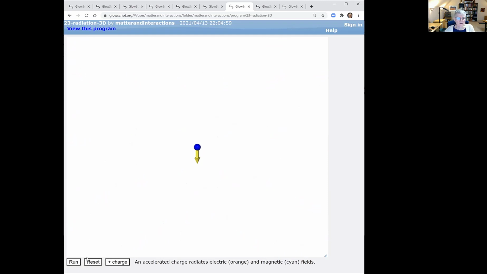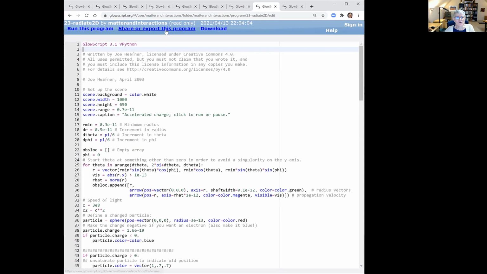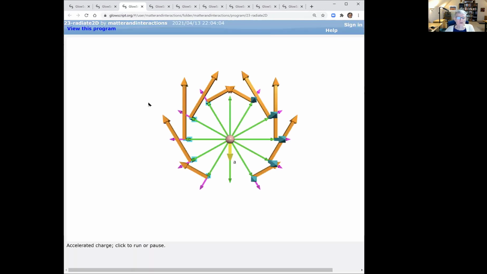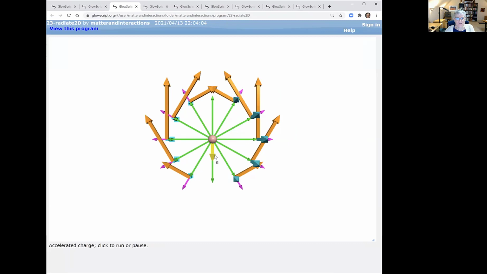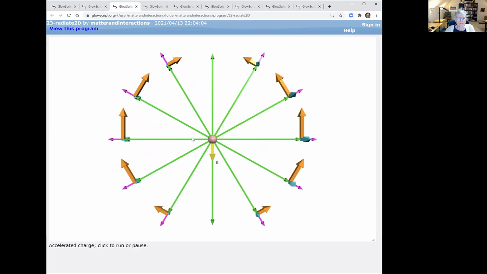Okay, so that's kind of a lot of visual information. So let's actually try a 2D slice through it. Okay, so what we're doing is just taking a 2D slice in the plane of the screen. Okay, so we're only gonna show that. So here's our positive charge that's going to be accelerated in the direction of this yellow arrow A. All these green arrows are R vectors. They're pointing to our observation locations. And what we see at these observation locations is interesting.